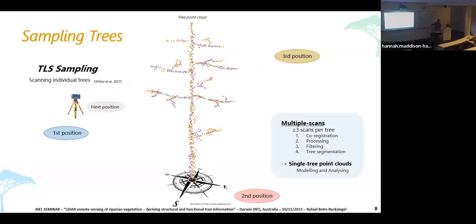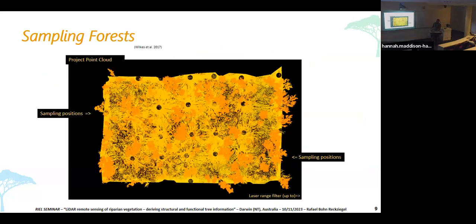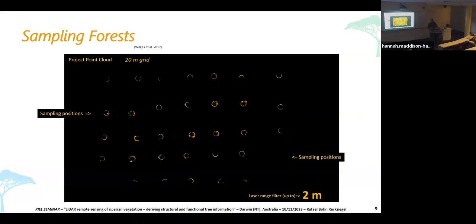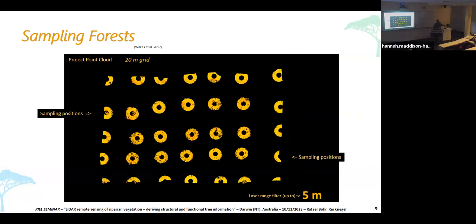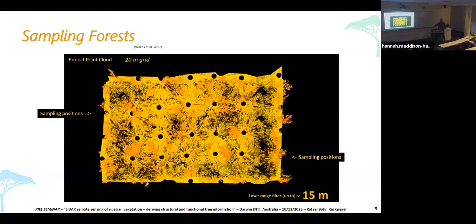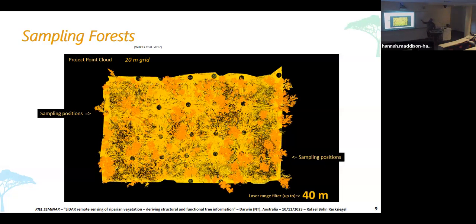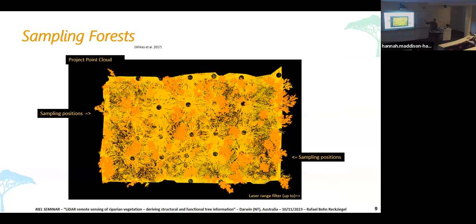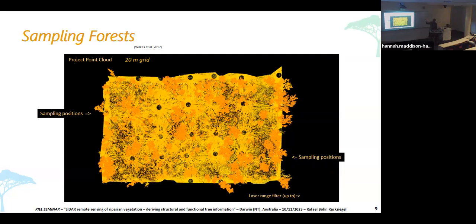So we always talk about trees. You should scan the tree from at least 3 or 4 scanning positions, but if it's a complex crown, you might need more scanning positions. When dealing with forest resources, we normally go for a grid approach, where we scan every 20 meters. And now the dark holes are the positions where the terrestrial LiDAR was placed.